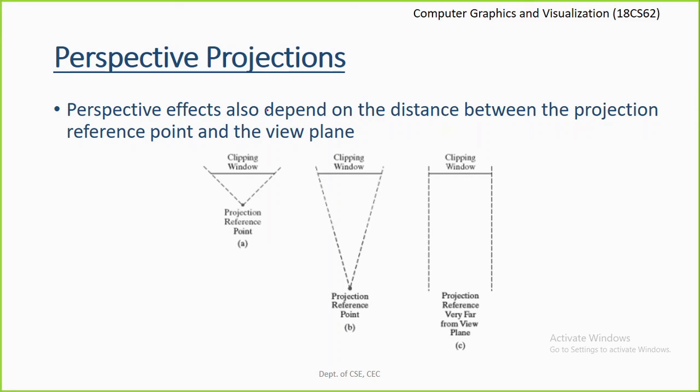If the distance between the projection reference point and the view plane is very small, the objects may appear larger. Again, if the distance is larger, we may obtain a smaller projection of the object on the view plane. And if it is very, very far from the view plane, then we can hardly distinguish between an orthographic projection and the perspective projection, as you can see in this particular diagram. If this is a view plane and the projection reference point is very far from it, you can observe the projection lines are parallel here. So that is an example of orthographic projection.